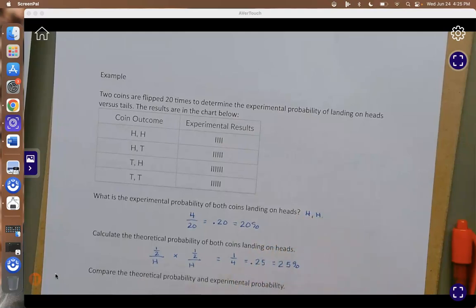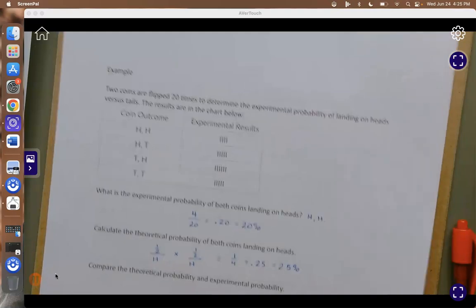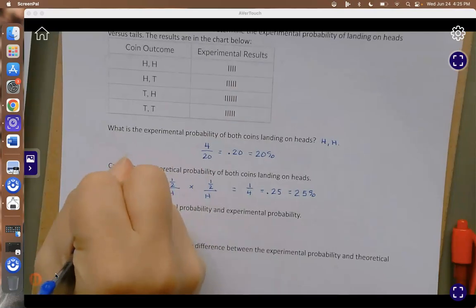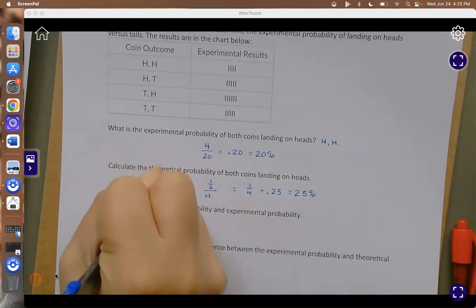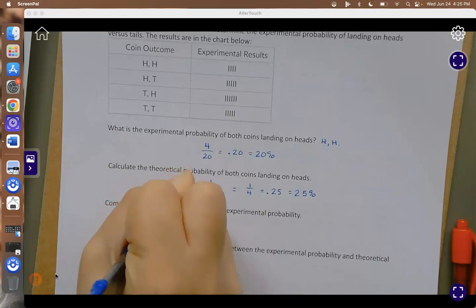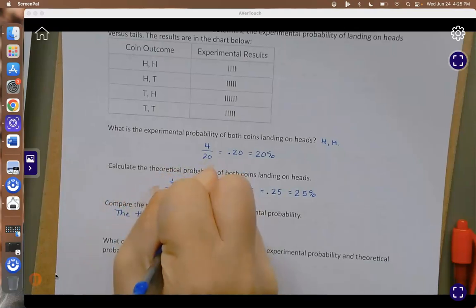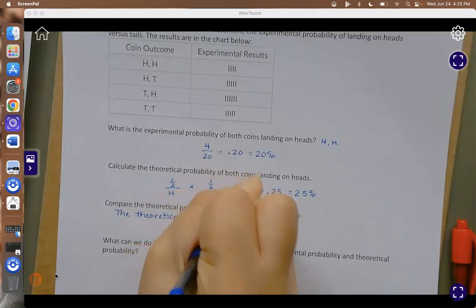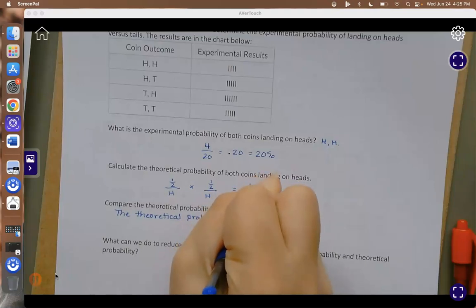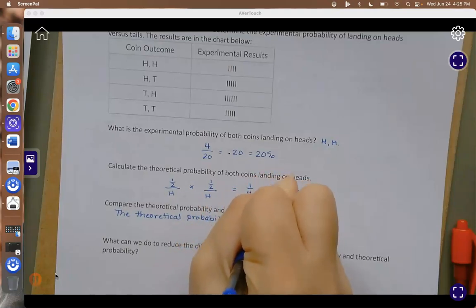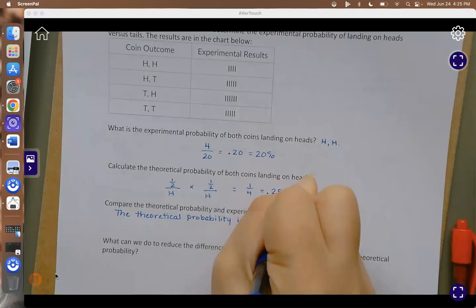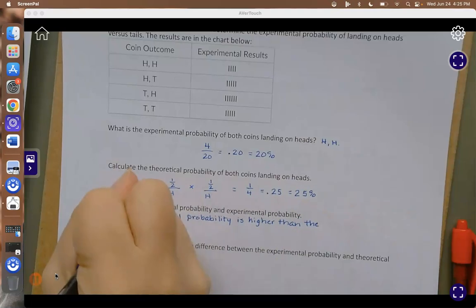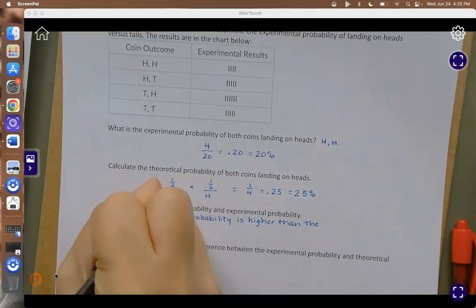Compare the theoretical probability and the experimental probability. Well, this is just basic, like, can you look at numbers? The theoretical probability is higher than the experimental probability.